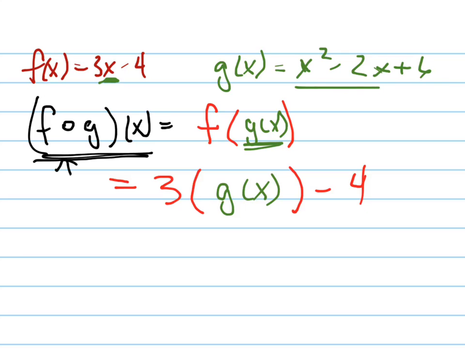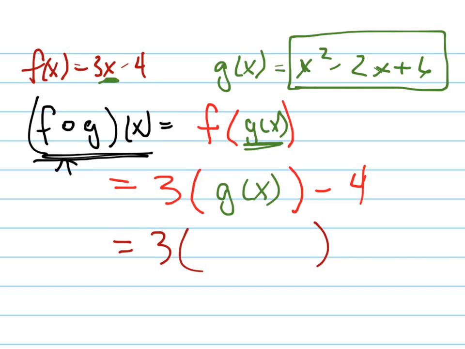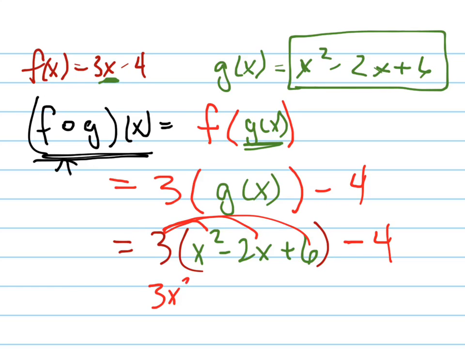And what is g of x? It's that mess. So what do I have here? I have 3 times, I'm going to go ahead and again color code it. There's g of x, and remember f of x was 3 times x minus 4. And now you just need to simplify it. So I will distribute the 3 in. I've got 3x squared minus 6x plus 18 minus 4.